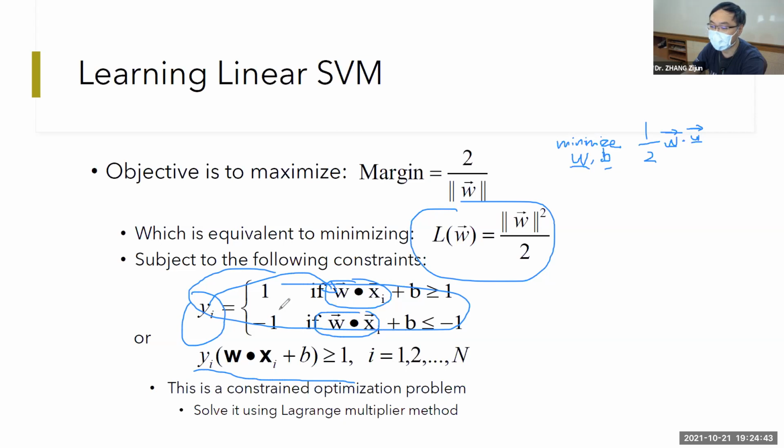So yi has binary values. If it is +1, then multiplying by it, the overall term will still be larger than or equal to +1. If yi equals -1, then multiplying this term, it will become such a form. So we will have a unified constraint: w·x plus b, times yj, larger than or equal to 1 for all j.